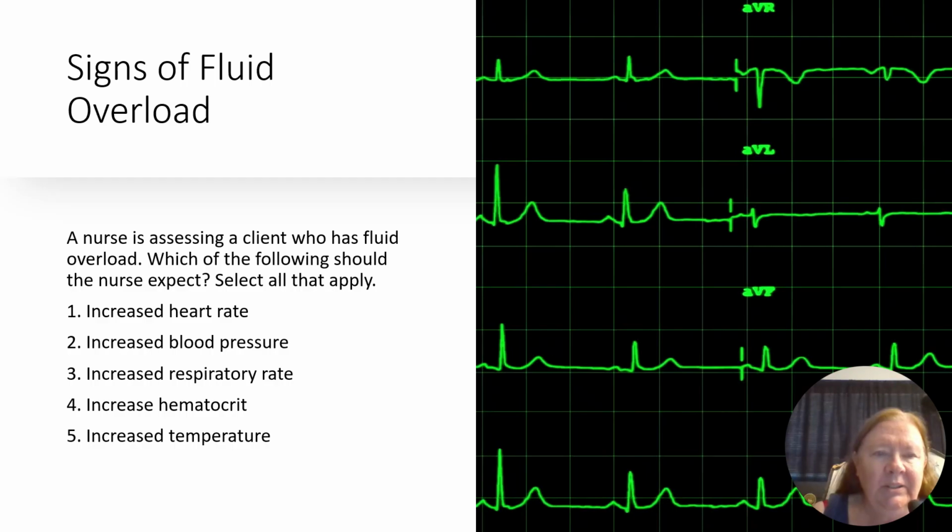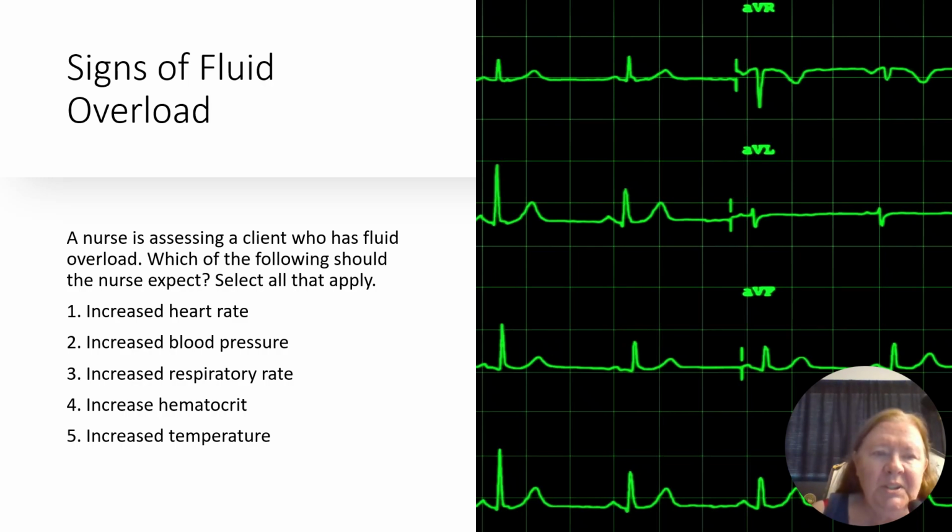So we're going to come back to the question and the answer choices now. Okay, so number 1, increased heart rate. An increased heart rate is correct. The nurse should expect the client who has fluid volume excess to have tachycardia and increased cardiac contractility in response to the excess fluid. So excess fluid on the heart is going to make the heart work harder. Okay? Tachycardia.